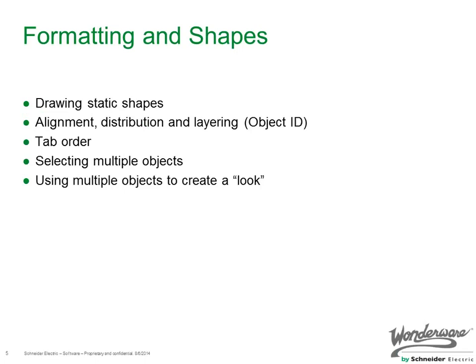Today's video agenda, we're going to basically go through and draw all the different static shapes that you can draw, understand how to align, distribute, and layer those. We'll talk a bit about tab order, selecting multiple objects and deselecting individual objects once you've selected multiple, and using multiple objects to create a look, if you will, or another object out of that. So let's go ahead and get started.